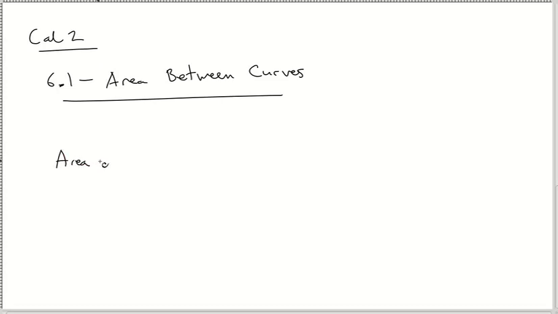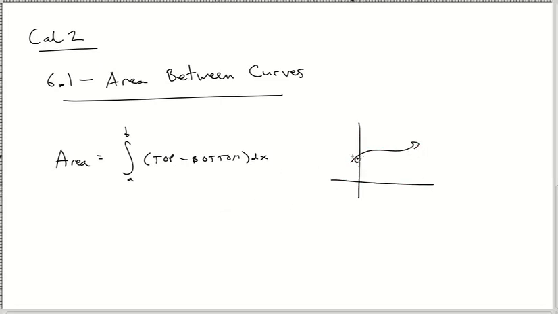We've got area is equal to the integral from a to b of top minus bottom dx. This is very unofficial. Top and bottom, they're just separate functions. It kind of just depends on the situation. For example, let's say I have two different curves here, and I'm going from A to B, and I want this area here. Well, obviously we have a top and a bottom, right?